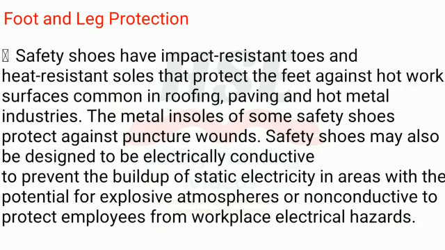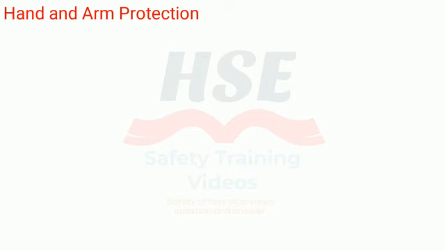Safety shoes have impact-resistant toes and heat-resistant soles that protect the feet against hot work surfaces common in roofing, paving and hot metal industries. The metal insoles of some safety shoes protect against puncture wounds. Safety shoes may also be designed to be electrically conductive, to prevent the buildup of static electricity in areas with the potential for explosive atmospheres, or non-conductive, to protect employees from workplace electrical hazards. Hand and arm protection.